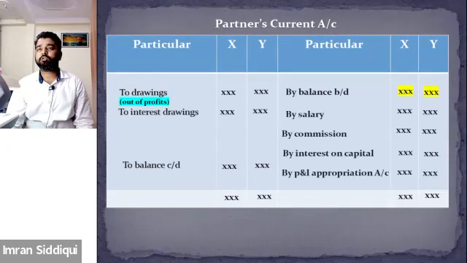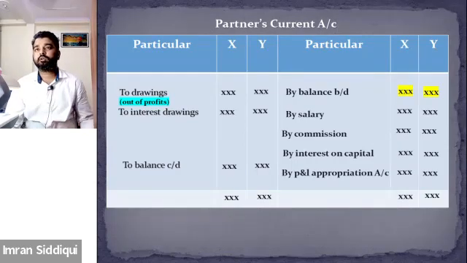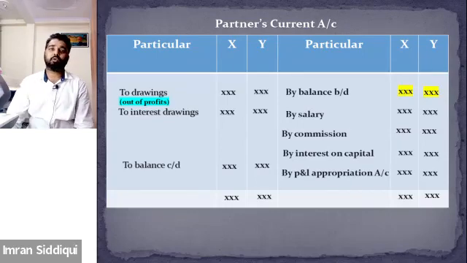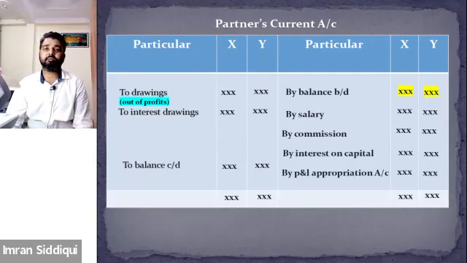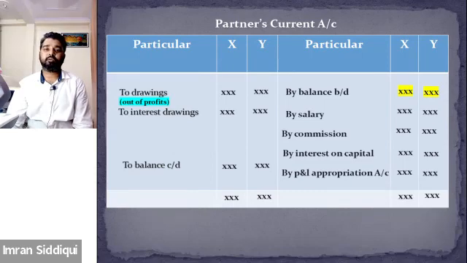After that, we also understood how to prepare the partner's current account. We first start with the opening balance of the current account. Then all other items like salary, commission, interest on capital, and P&L appropriation amount will be recorded on the credit side, and the drawings, if made out of profit, will be recorded on the debit side, and interest on drawings will also be recorded on the debit side. And then finally, we find the closing balance of the partner's current account.